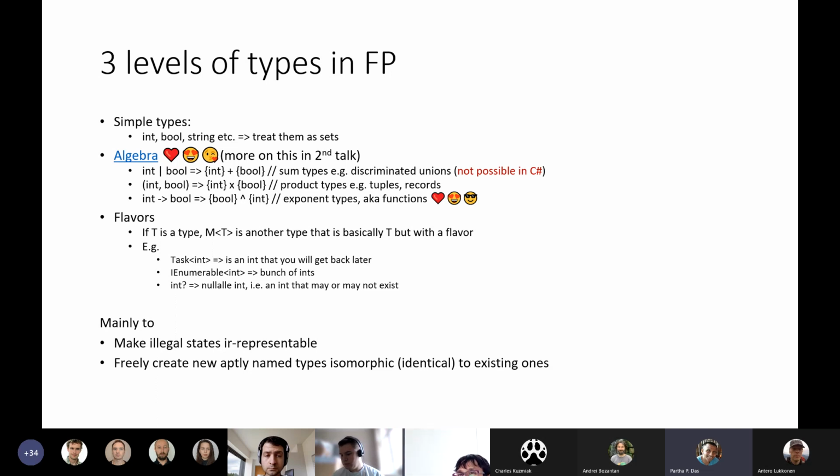So check out this link here, okay? This is totally awesome, right? And I will go more in this in the second talk. So now you can start doing algebra with types, right? Which means your union types are nothing but sum types, which means the type, which is an int or bool, is nothing but a set which has all the elements of int and all the elements of bool. So all the 4 billion plus 2 entries. So that's what we're talking about here.